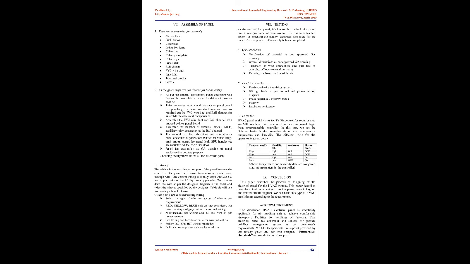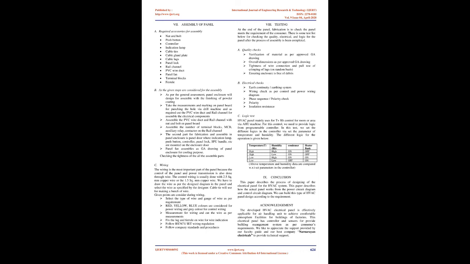7. Assembly of panel. Required accessories for assembly: nut and bolt, push button, controller, indication lamp, cable ties, cable gland plate, cable lugs, panel lock, rail channel, PVC wire duct, panel fan, terminal blocks, ferrule. The given steps are considered for the assembly.